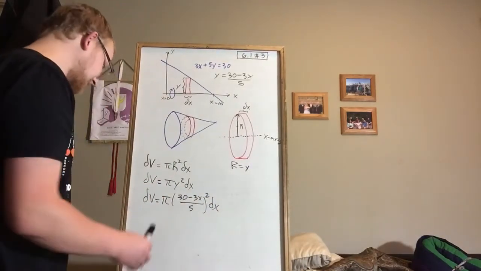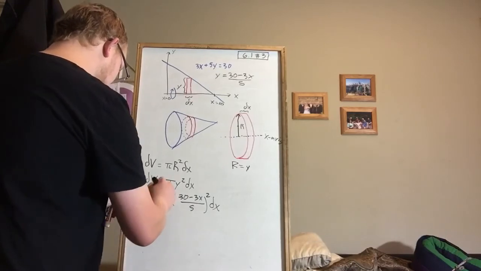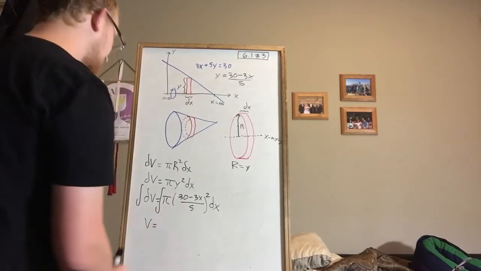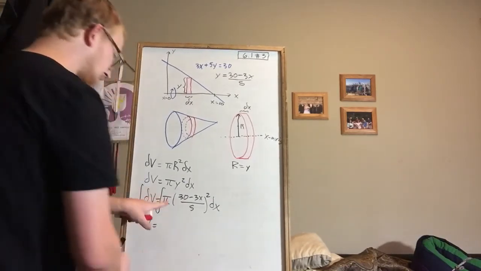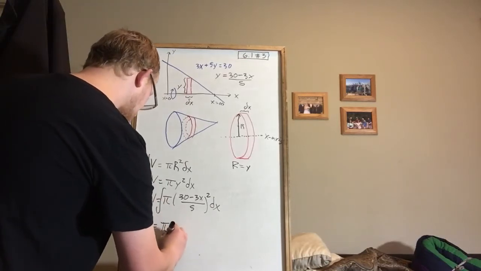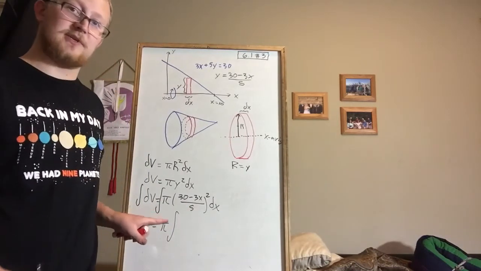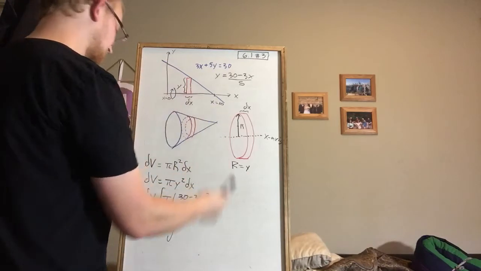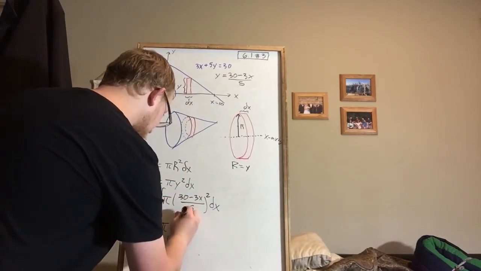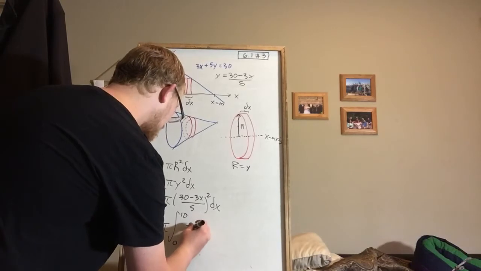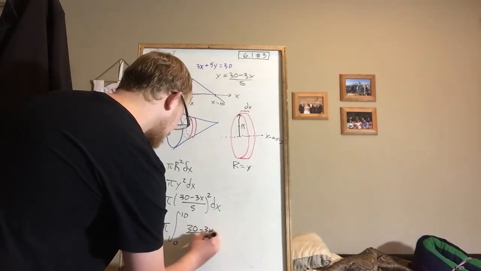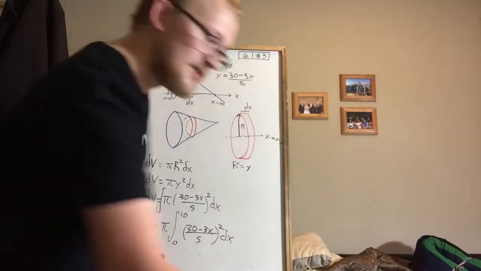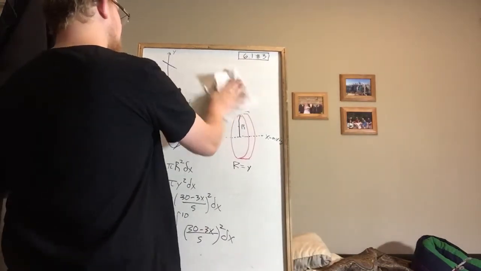Now we can take the integral of both sides. The integral of 1 dV is just V. And then over here we could pull the pi out front. Now our question is, from what x values do we start to what x values do we end? Well, the cone only goes from here to there, and this is x equals 0 to x equals 10. So our lower bound is 0 and our upper bound is 10. And then we have (30 minus 3x) over 5, squared, with respect to x. So now that we have the idea of how to set up the integral, let's go ahead and solve it.